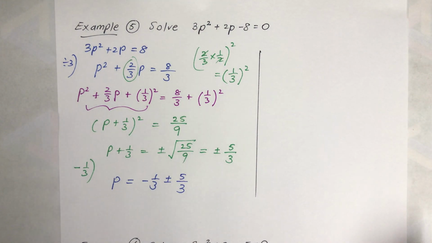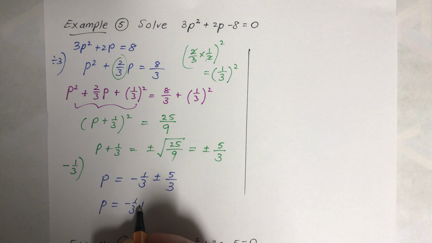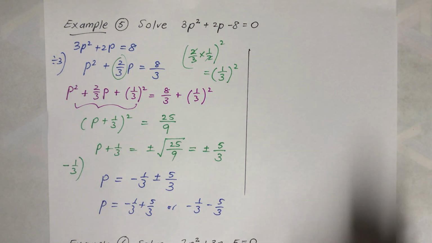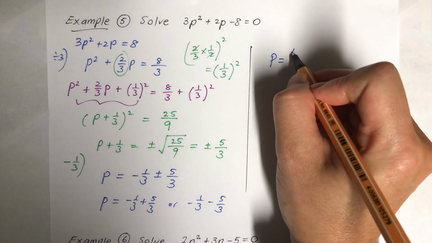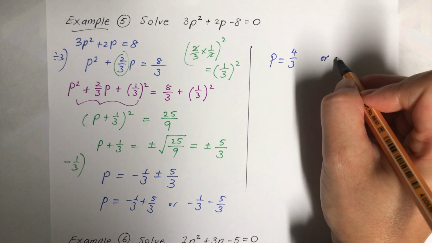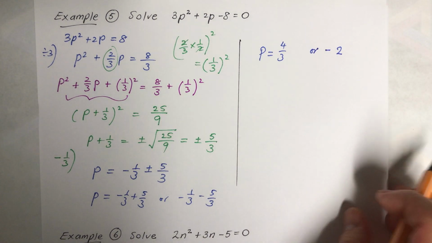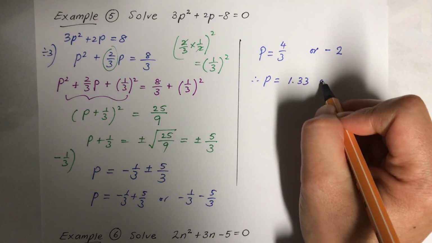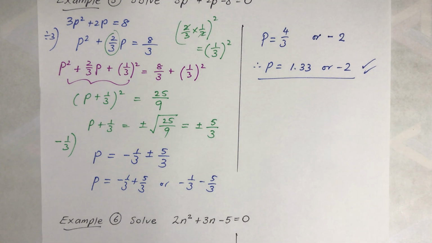Therefore, p equals plus 5 over 3 or minus 1 over 3 minus 5 over 3. If I calculate that, it will be 4 over 3, or if we calculate the other, it would be minus 2. But if I want to keep it to 2 decimal places, I'll get p equals 1.33 or minus 2, because that one I can't do, it's just an integer. Okay, so that's what it is.